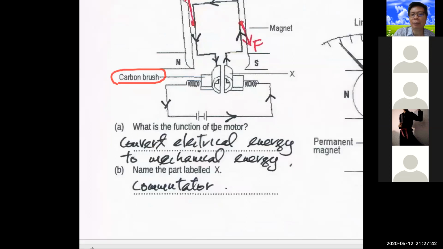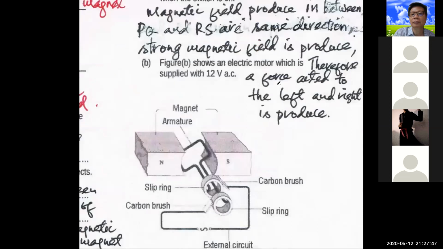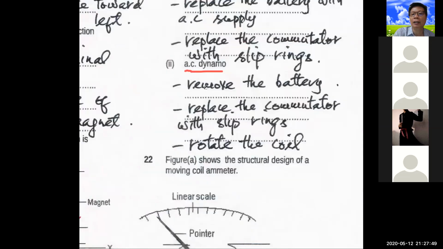You want to change it to a dynamo, right? So what you must do is, okay, remove the battery. You don't need the battery anymore, because a dynamo needs no battery. Because a dynamo is used to generate electricity, so no need for a battery. Okay. And then what you do is replace the commutator with slip rings, because you want AC. AC must use slip rings. Use slip rings, not a commutator. Must replace the commutator with slip rings.